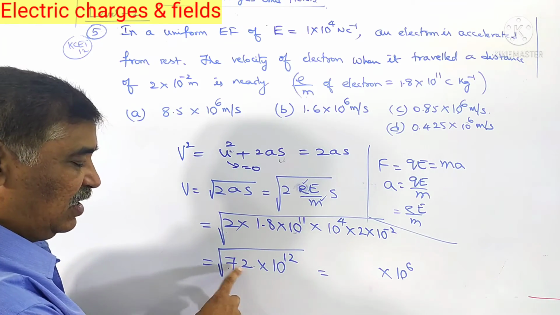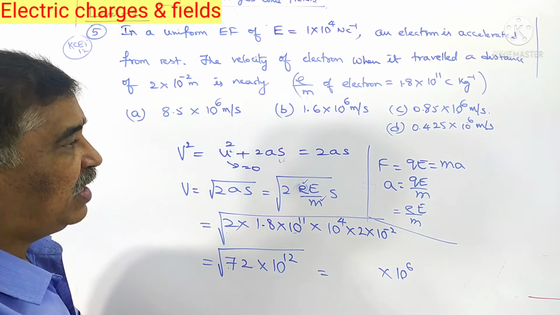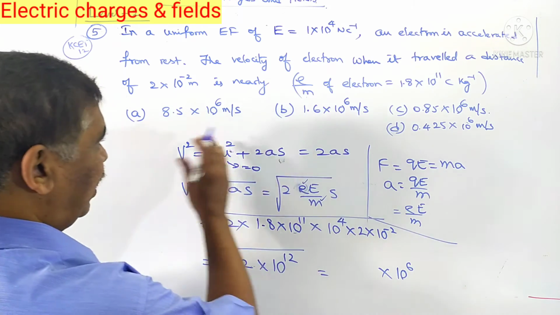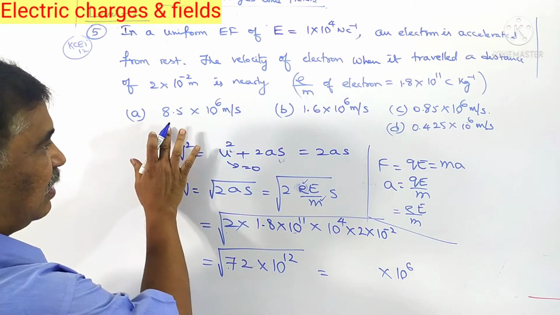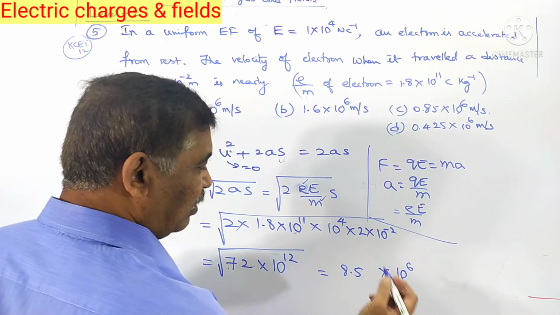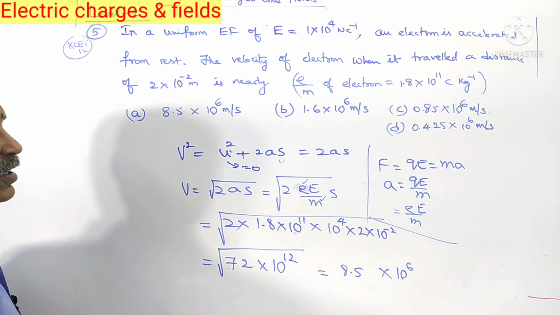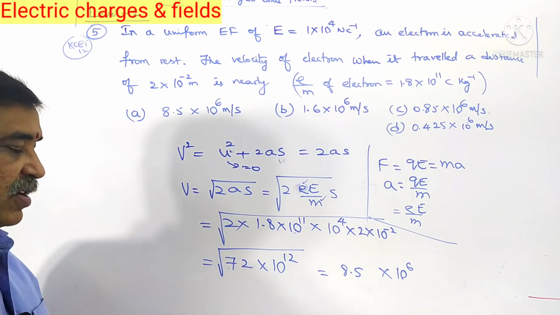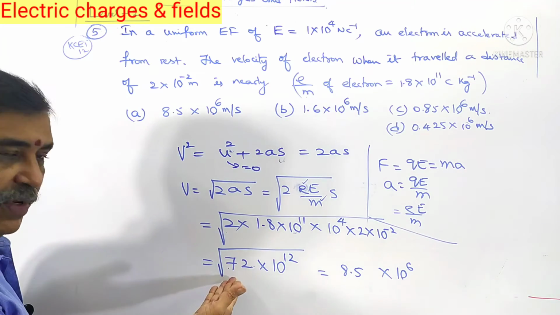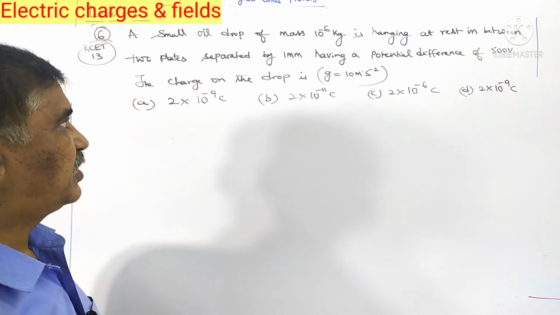Now I am given 72. So it is in between 8 and 9. So I can go for something like, if I glance once, I am getting something like 8.5 here. So I will put 8.5 into 10 power 6. So therefore option A is the answer. Here we are not supposed to go for the exact value of root 72. Time is not there. Come back to the next question.